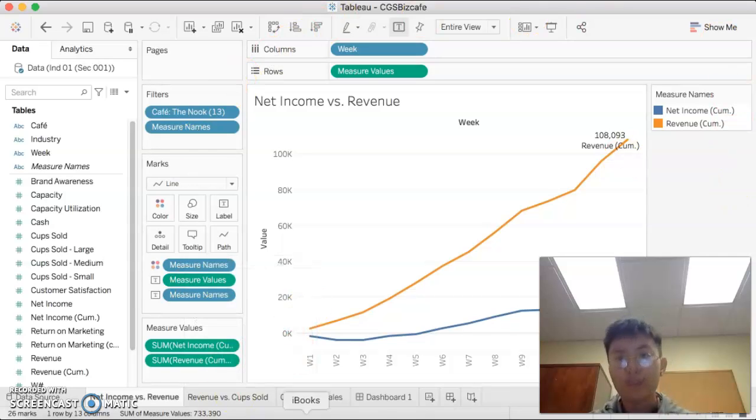So this is my Tableau project. We are Cafe The Nook. We were ranked number 13. The first graph I have here showcases net income versus revenue.